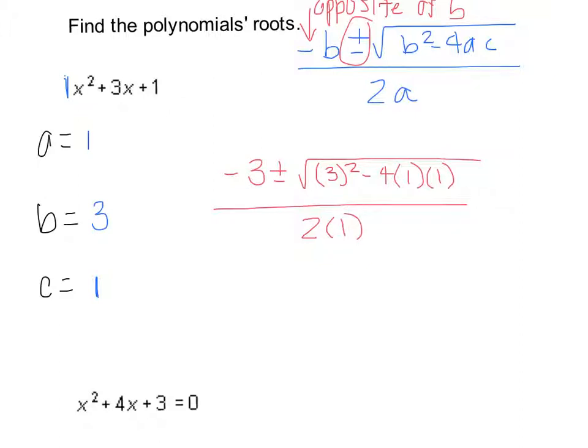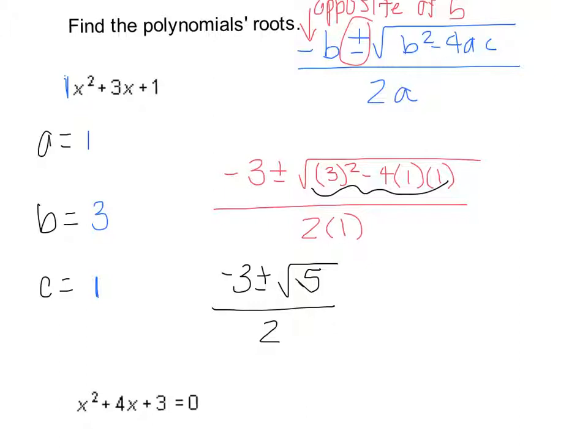I would first find the discriminant. I would plug in this part and see what that is. Not the square root, just the actual number. So type in the calculator 3 squared minus 4 times 1 times 1. I'm going to tell you that's going to give you 5. And then 2 times 1 is 2.